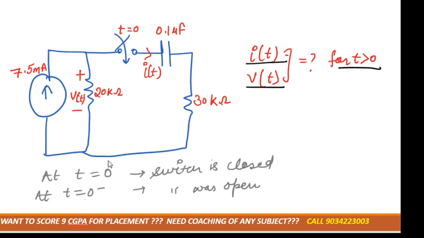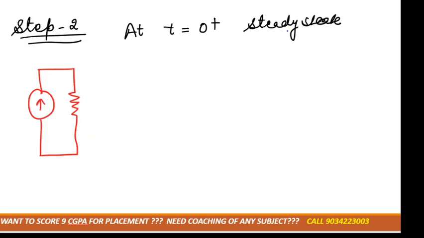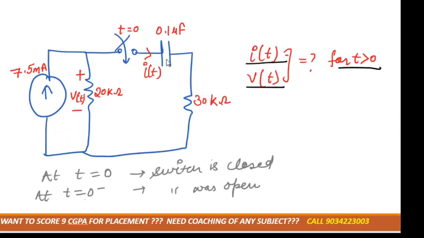Now at t equal to 0 plus, tell me, is the switch closed or open? The switch is closed, because at t equal to 0 the switch is closed. So at t equal to 0 plus also the switch is closed. So we can make the switch closed. Again, if this is a steady state condition, will the capacitor behave as an open circuit or short circuit?